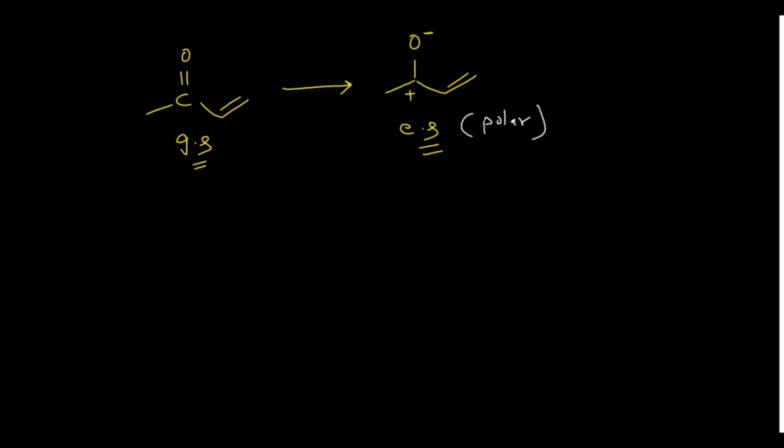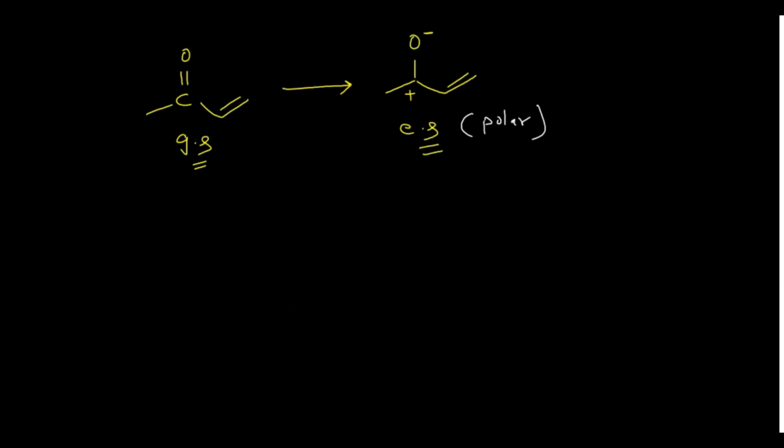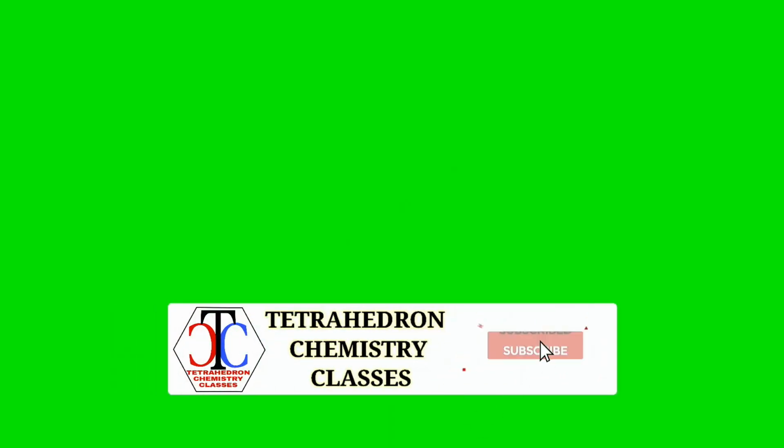Okay, and in the question itself, if you go back, it says that in the UV visible spectrum of alpha beta unsaturated carbonyl compounds with increasing solvent polarity, that means you are increasing the polarity of the solvent, right? So when you increase the polarity of the solvent, what can happen? Here I am writing polar solvent. Okay, polar solvent. So what can happen?